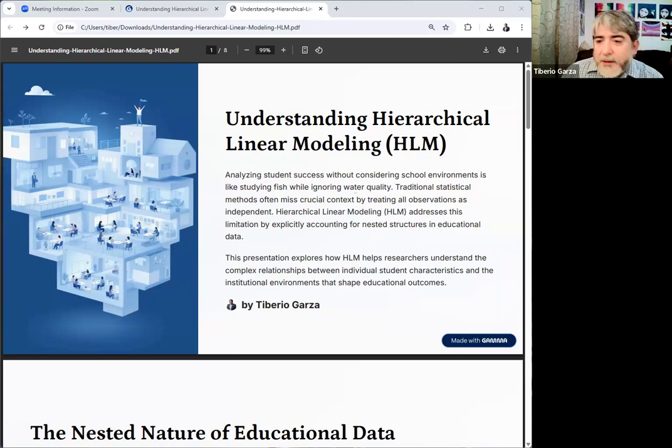Imagine trying to study student success while ignoring school funding differences. That's going to be like, as I say here, studying fish while ignoring the water quality. HLM is going to help us examine these layered realities by explicitly modeling the fact that students are grouped within schools, and then schools are often grouped within districts or states. So again, it's the idea of nested or just the layered realities.